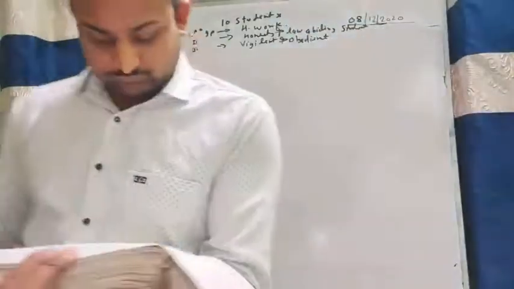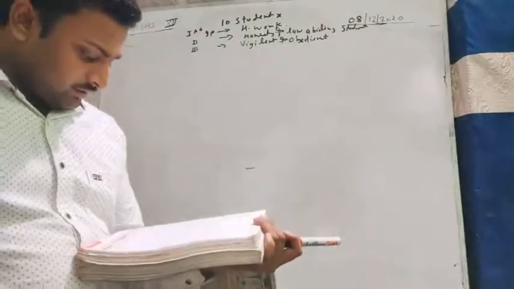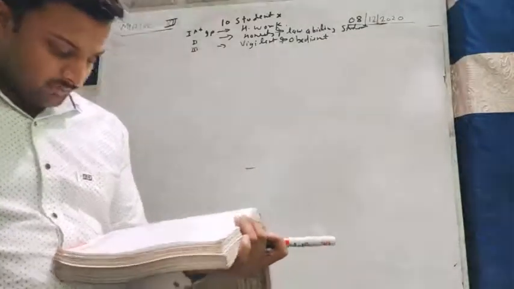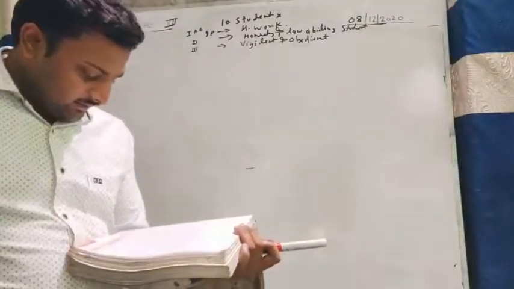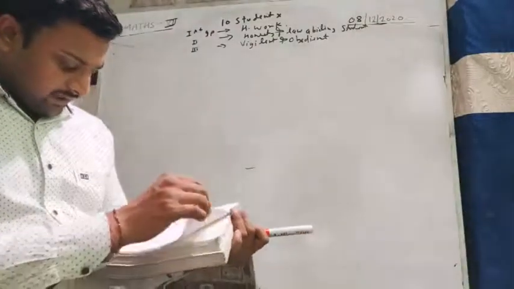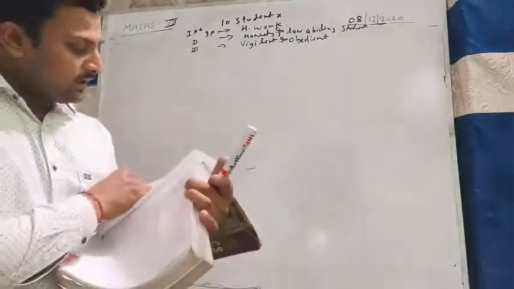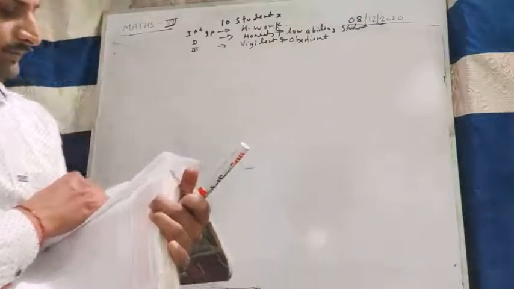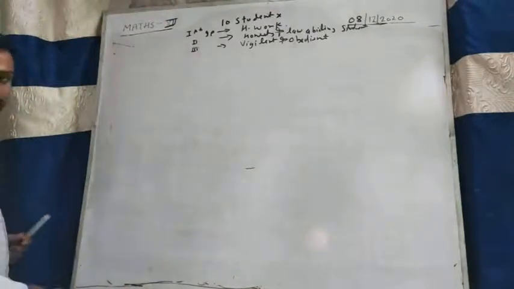Question says that double the number of students of the first group added to the number of the second group gives 13, while the combined strength of the first and second group is 4 times that of the third group. Using the matrix method, find the number of students in each group. So we have to find the number of students in each group.